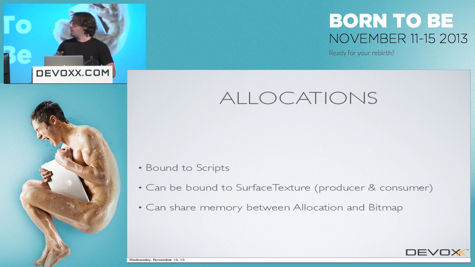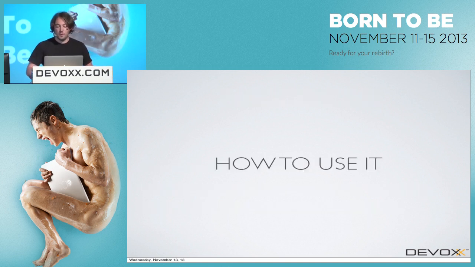So the way it works is that you create allocations, and it's basically an area of memory that the scripts are going to interact with. You can do some interesting optimizations like that. You can bind an allocation to a surface texture, which means you can avoid a copy. In an ideal case, you can run everything on the GPU without passing back by the CPU. The other nice thing is that you can easily share memory between allocation and bitmap, so you don't have to incur the cost of double memory simply because you want bitmaps being processed.